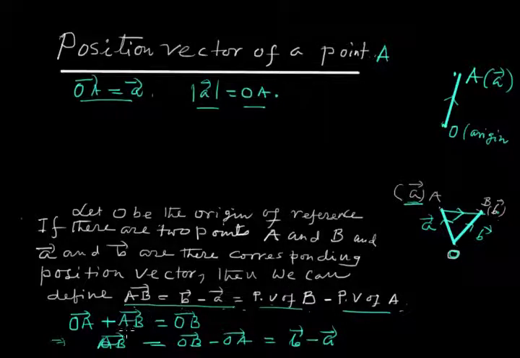Now how does this come? By addition of two vectors, or you can say the triangle law of vectors, you can write that OA plus AB is equal to vector OB. Now, vector AB can also be written as OB minus OA. Now, vector OB is B vector minus A vector.